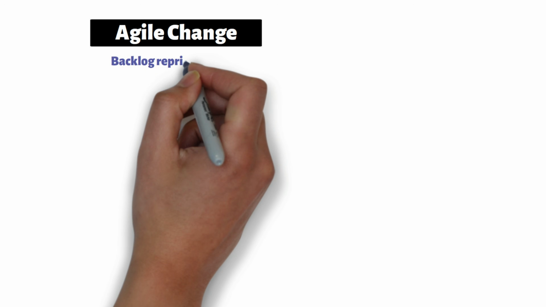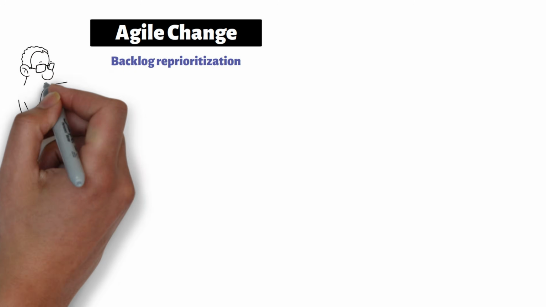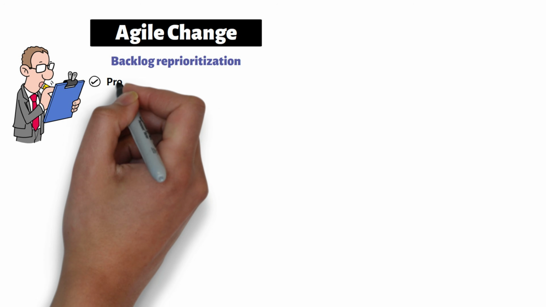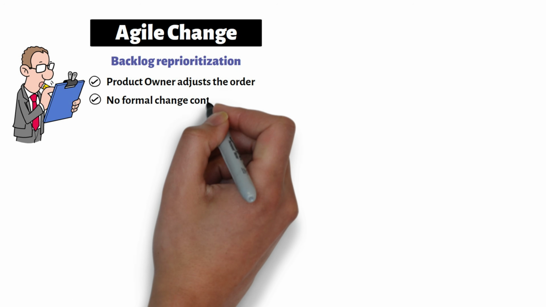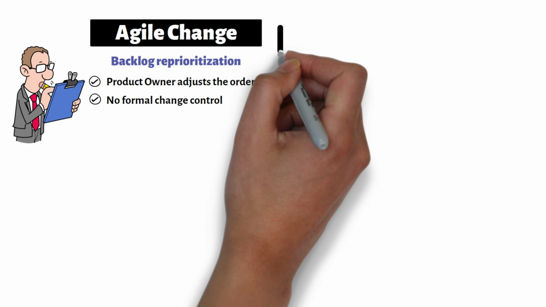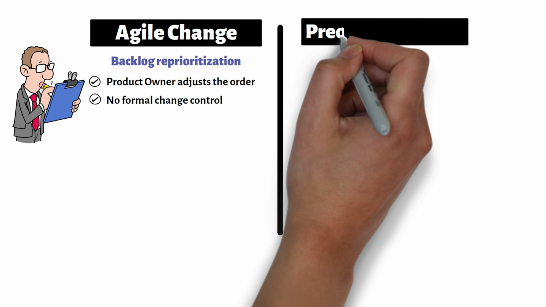In Agile, change is expected and managed through backlog reprioritization. When new insights emerge, the product owner adjusts the order of backlog items. No formal change control board is required for adjustments. Now, briefly contrast this with predictive.